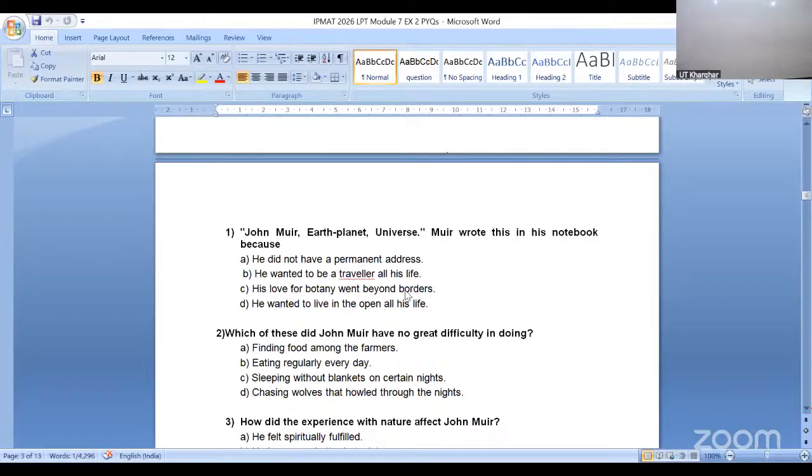Okay, so now when we come to the questions. Question number 1. Anushree, your answer to question number 1? Yes, ma'am. I marked it as C. Option C: his love for botany went beyond borders. Obviously, he did not have a permanent address, which has nothing to do with the passage. He wanted to be a traveler for life is mentioned, but that is not the answer because it's written he wanted to do more than travel. His love for botany went beyond borders, that is, he traveled far and wide to study plants. That will be the correct answer.